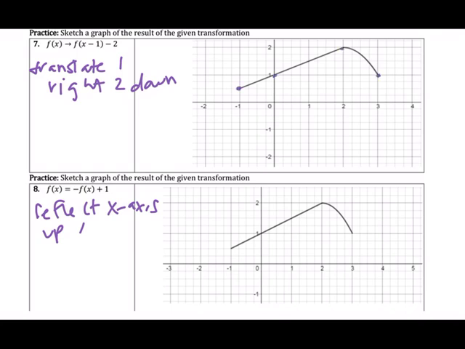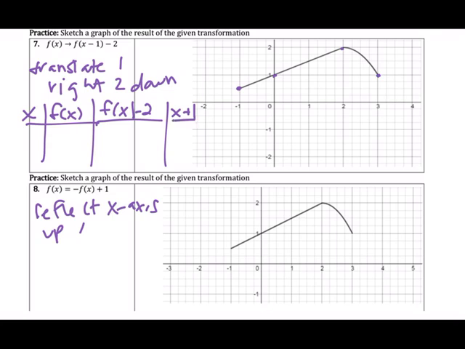Now, if you wanted to set this up using a table, you could have your x, you could have your f of x, you could have your f of x minus 2, because the horizontal component is going to come in over here, and you're actually going to add 1 because horizontal happens inside, and it's the inverse of what you think it should be. So you could just translate each of those points in this way. So what I mean by that, I'm going to pick an easy point.